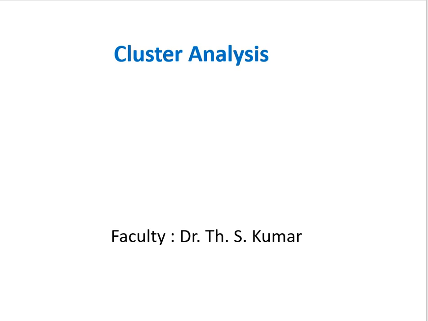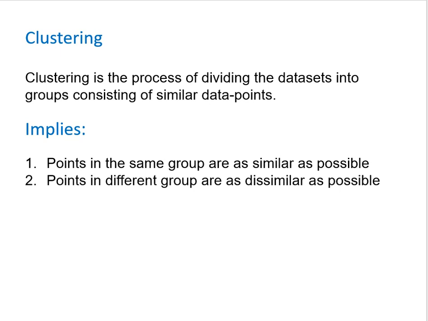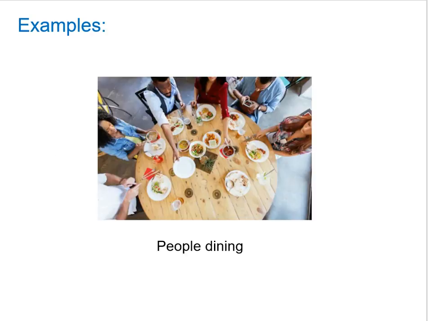Today we are going to talk about cluster analysis, which is one of the most important unsupervised learning techniques of machine learning. Clustering is the process of dividing the datasets into groups consisting of similar data points. Let's take for example, people dining in a restaurant. People of the same family or people working in the same organizations tend to sit or dine together in a single table. So this is an example of clustering.